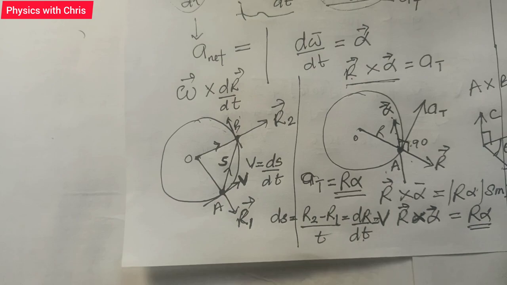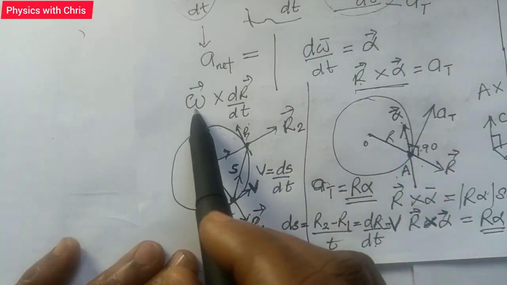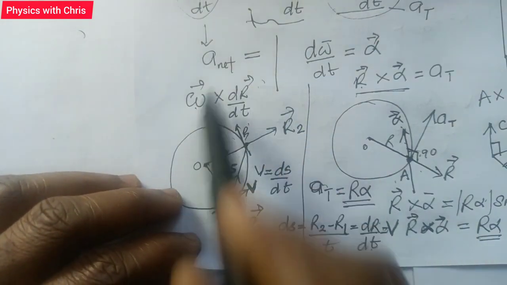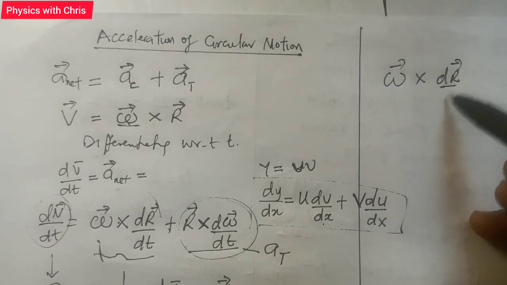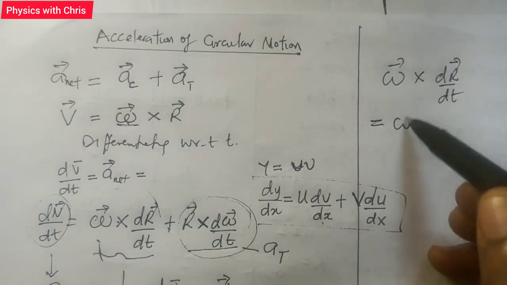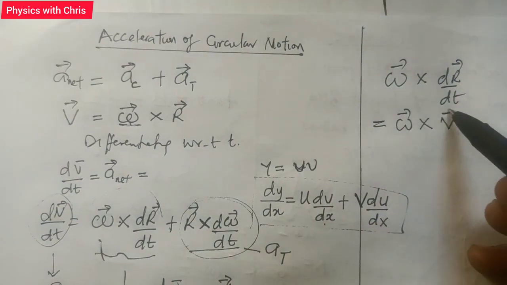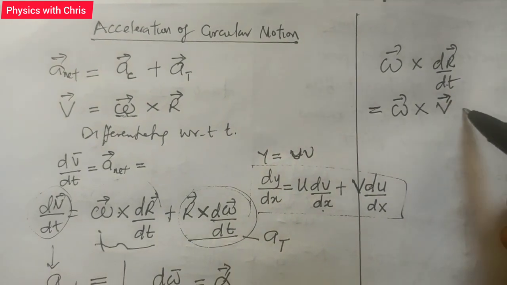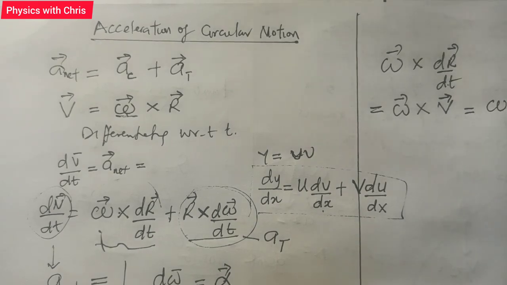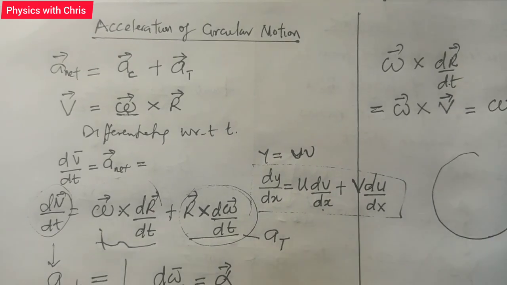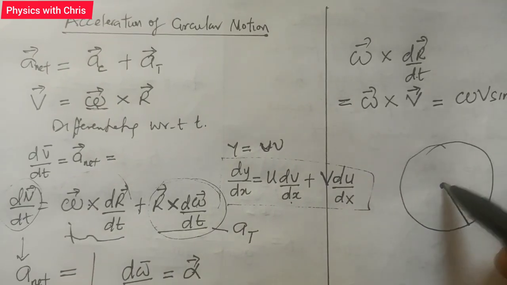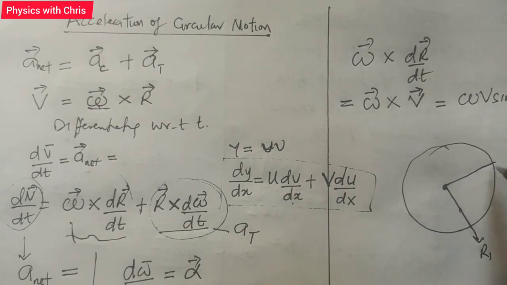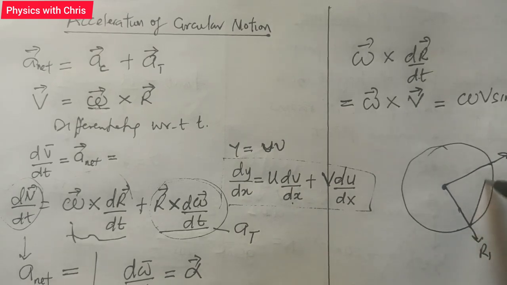Now we know that this is omega. Coming back here, I can rewrite this cross product. So omega cross dr over dt is the same thing as omega cross product v, because I've shown you that dr over dt is my v. The cross product of these two is omega times v sine theta. Consider again the body in a circle. This is my theta, my radius vector is this r1, this is my r2, and I have this as my displacement.